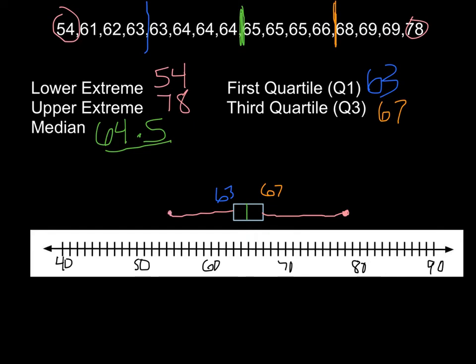Now use a ruler when you're doing this on your paper so that your whiskers will actually be straight. And now we have a box and whisker plot. That's simply how you do it. Let's go ahead and mark our upper and lower extremes here. This is 54 and this is 78.